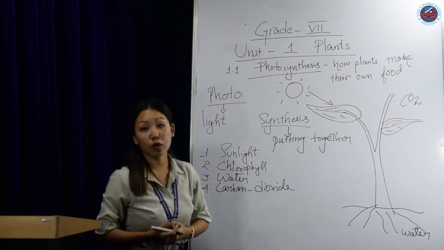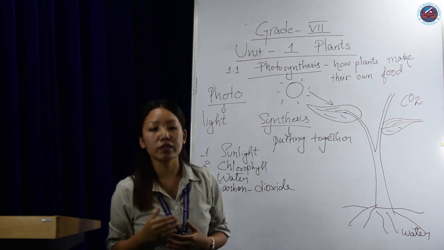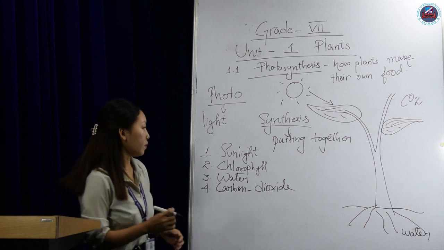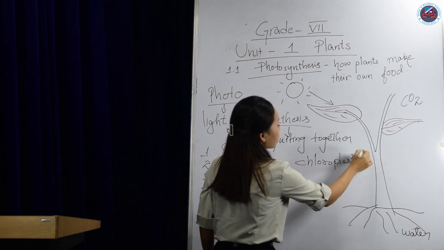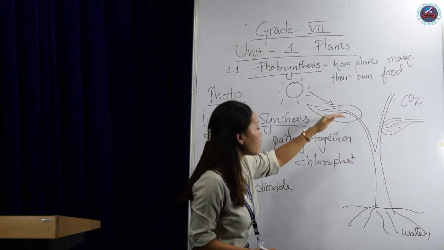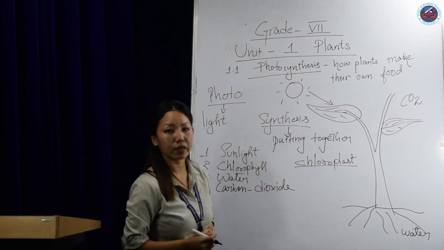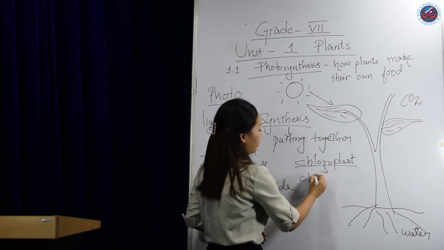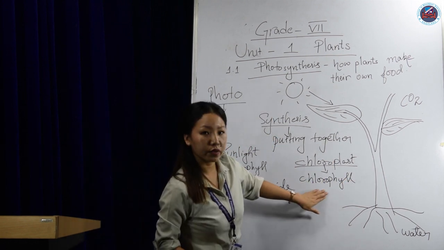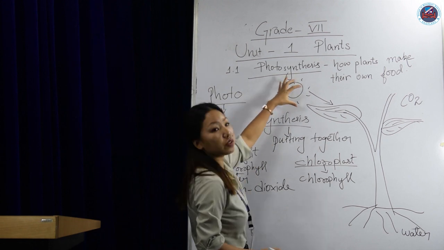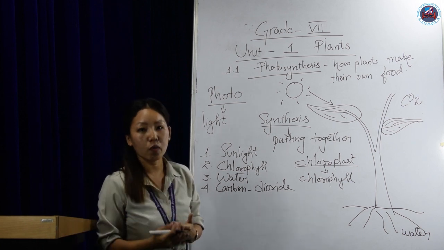Second, we have chlorophyll. The cells of green plants contain a special type of cell organelles called chloroplasts. I'll write it down here. Cells of green plants contain a special type of organelle called chloroplasts. These chloroplasts contain a green pigment called chlorophyll. This chlorophyll traps the energy from the sun and initiates the food production by using carbon dioxide and water.